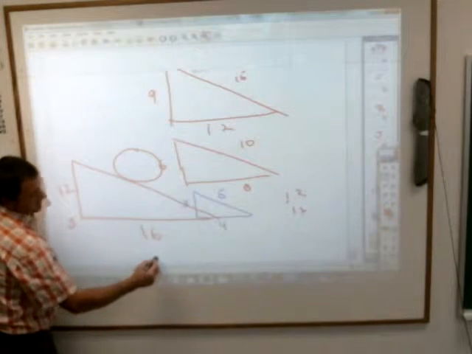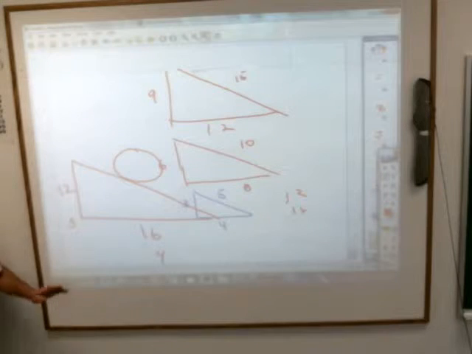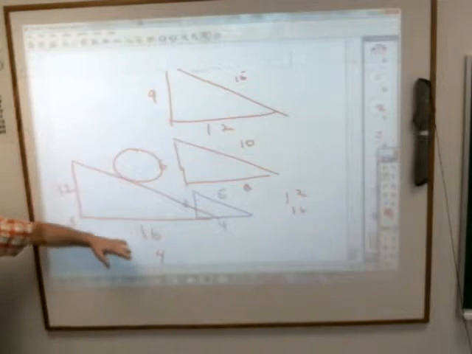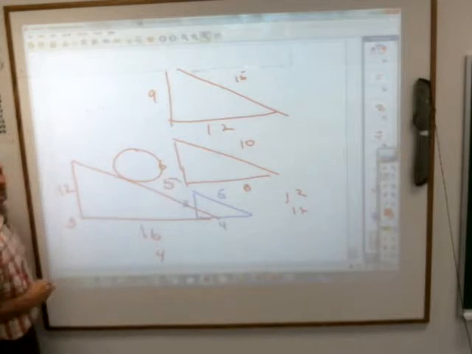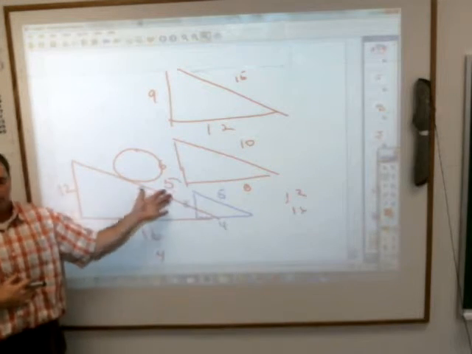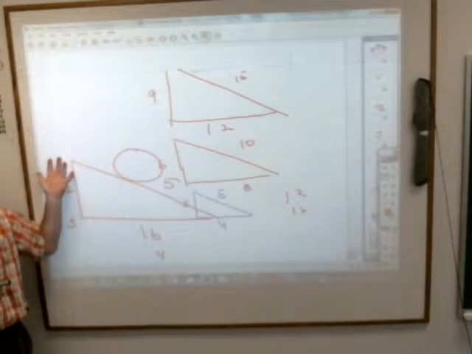So if you divide this by 4, you're going to end up with a 3. If you divide this by 4, you're going to end up with a 4. And then you would look at that and see if there's a Pythagorean triple, which there is. There's a 3, 4, 5 triangle. But the problem is this side is not 5. Anybody know what I'd have to do to actually find out what the side is?